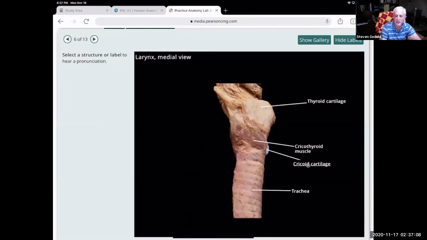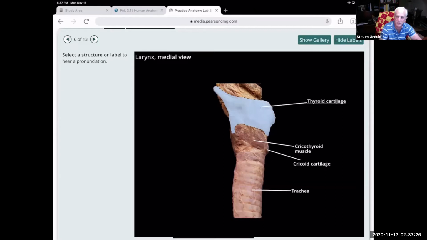And aside that, you have your cricothyroid muscles. You can see the difference in the muscle tissue versus the cartilage. You can see it looks completely different upon dissection. So those are your cricothyroid muscles, your cricoid cartilage, your thyroid cartilage, and then you have the trachea, and you see the tracheal rings all down the trachea also.